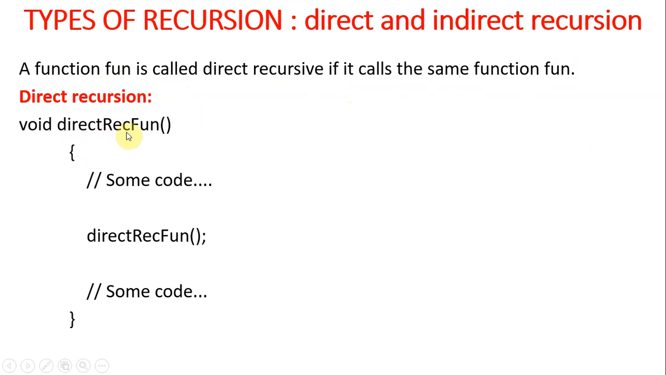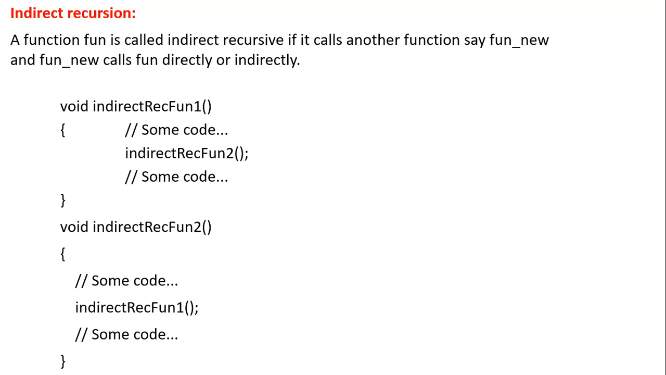For example, directRec function, this is the name of the function, and here is the code of this function. What we have done here is call the same function. When a function calls the same function, it is called direct recursion. Till now we have seen the same concept. Now we have another concept, that is indirect recursion. A function fun, the name of the function for example, is called indirect recursive if it calls another function, say funNew.